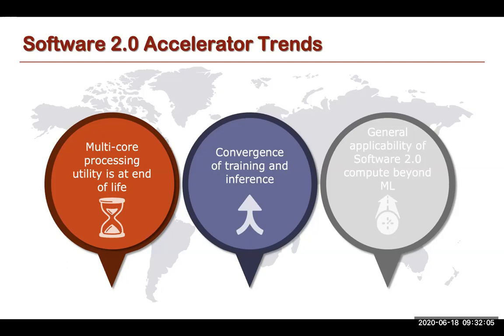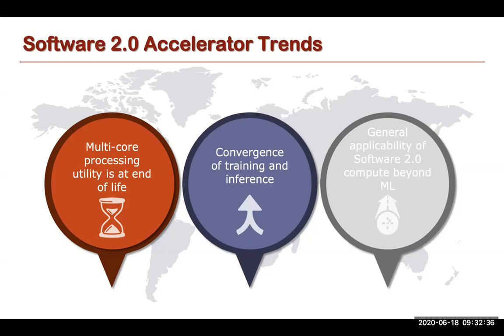And then lastly, the last trend that we saw is that this idea of data flow computation is much broader than ML and data processing, that many other problems in HPC also fall into this general class of data flow operations that can be optimized by an accelerator, which focuses on or natively supports data flow. So we see this general applicability of acceleration beyond software 2.0.